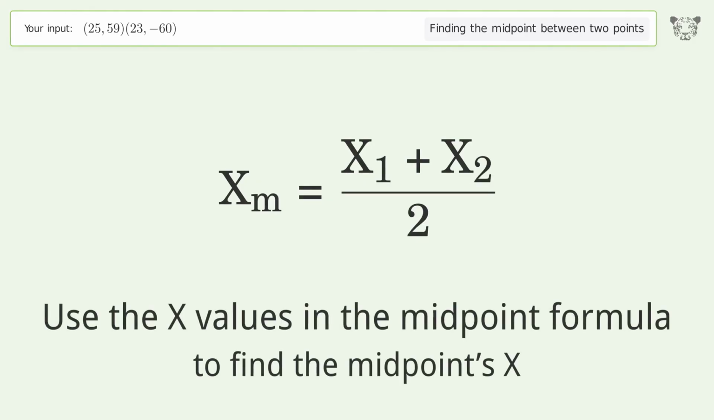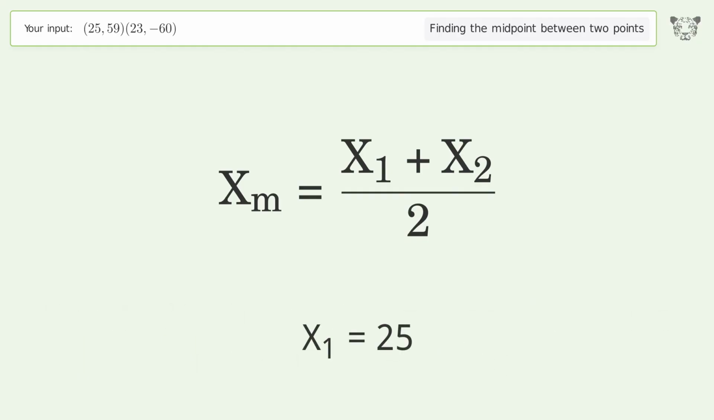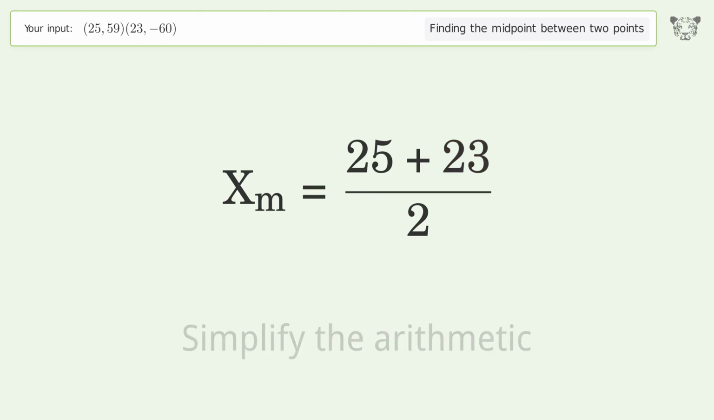Use the x values in the midpoint formula to find the midpoint's x. x1 equals 25. x2 equals 23. Simplify the arithmetic.